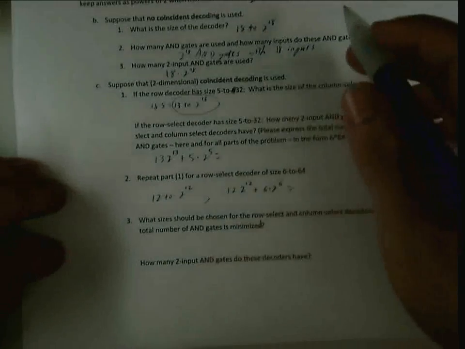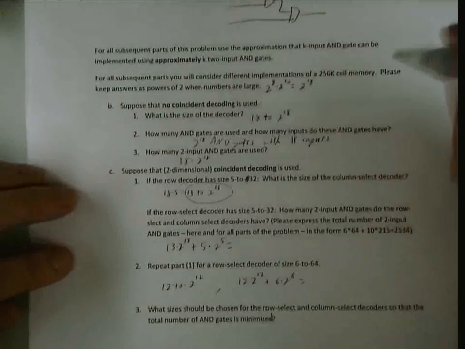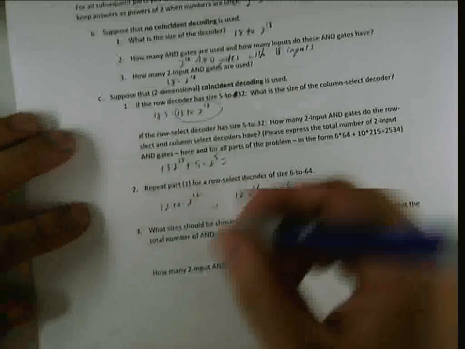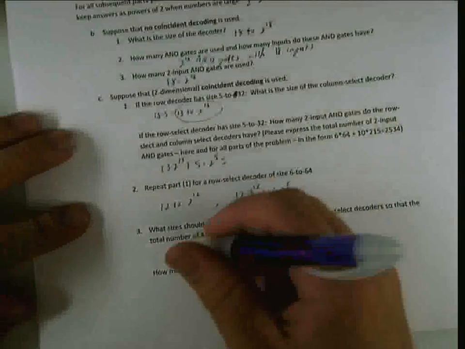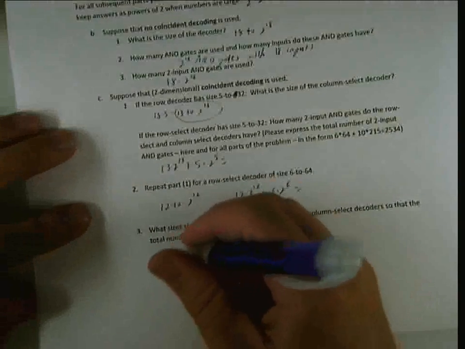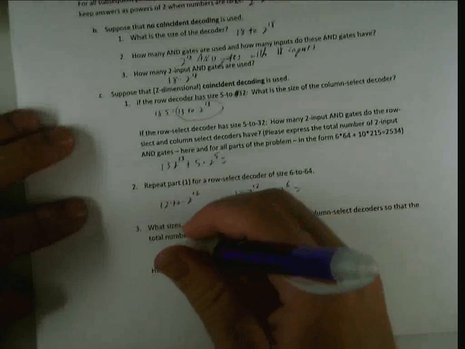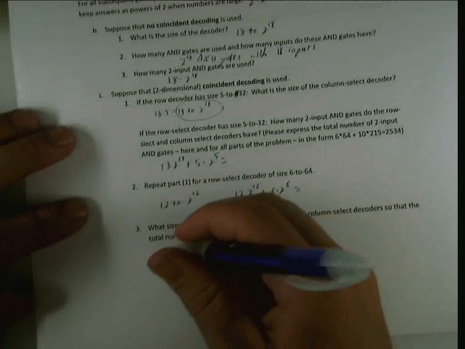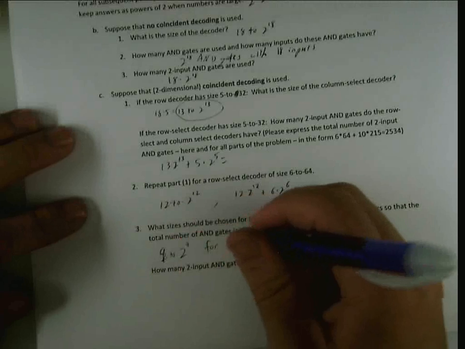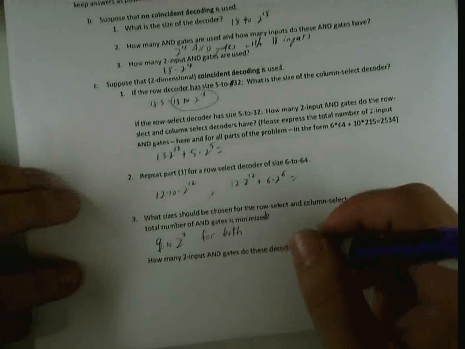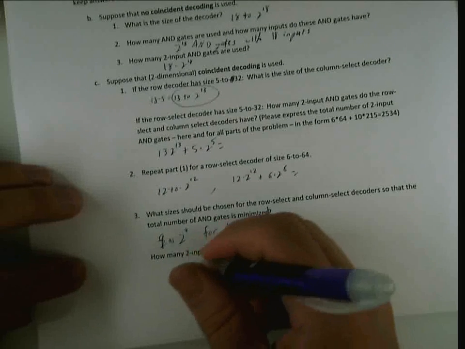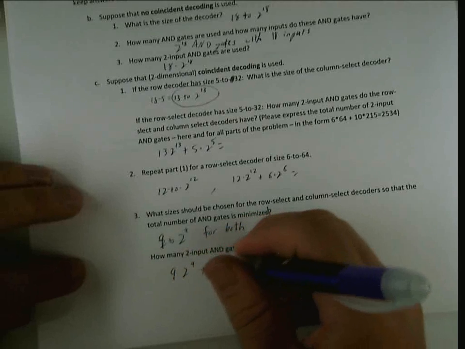So we've got 2 to the 18th. Basically we want to make a square because that minimizes our perimeter essentially. So we're going to have 9 to 2 to the 9th for both. And how many 2-input AND gates do these decoders have? So this is going to be 9 times 2 to the 9th plus 9 times 2 to the 9th.